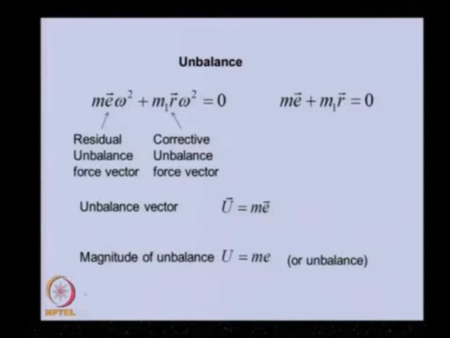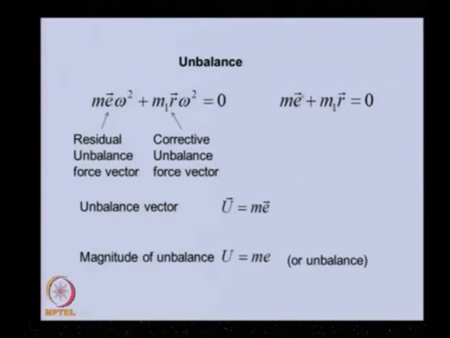Now let us define the unbalance more precisely. In previous slides we have seen that generally we are balancing a centrifugal force due to the residual unbalance by some correction mass, which we are keeping at a certain radius. Now you can see that omega square is common here, so that will go out, because both the unbalance and the correction mass are rotating at the same speed. So basically we will get this equation.